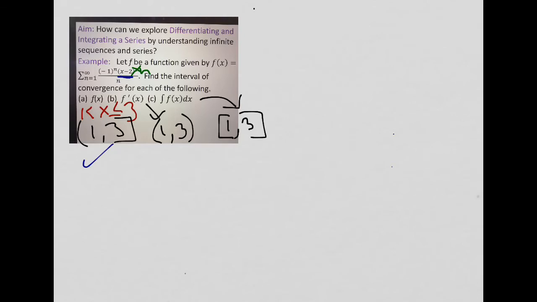Okay, so we already found the interval of convergence for part A, so let's continue and find it for part B. If we remember how we wrote the series for f prime of x, it was just negative 1 to the nth power times x minus 2 to the n minus 1 power.